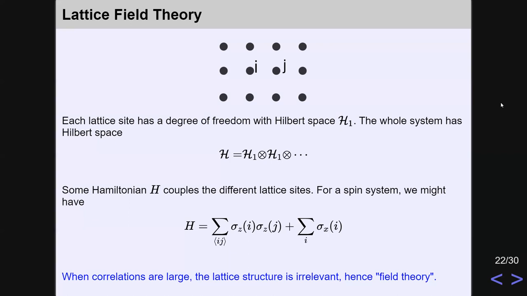So for instance, for a nice spin system, I might have the transverse Ising model Hamiltonian. And I've left off all minus signs and coupling constants, of course. So if you think they're missing, you're correct.